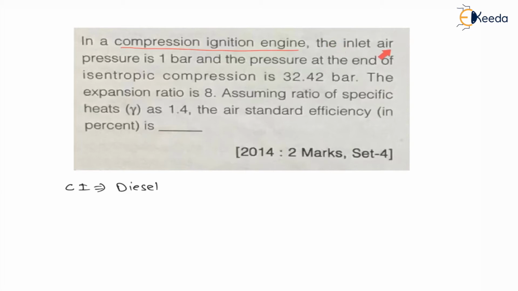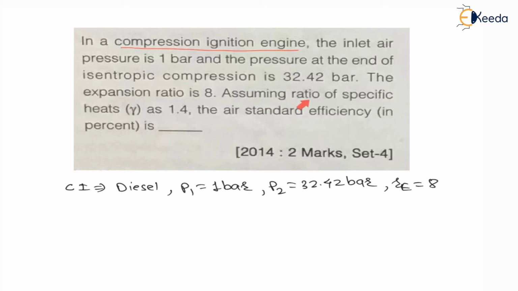Then the inlet air pressure is 1 bar and the pressure at the end of isentropic compression is 32.42 bar. Now inlet air pressure means P1, right? Inlet air pressure P1 is 1 bar. Now 1 to 2 process is compression process, therefore P2 at the end of compression is 32.42 bar. These pressures are given. Now the expansion ratio RE for the expansion process is equal to 8.